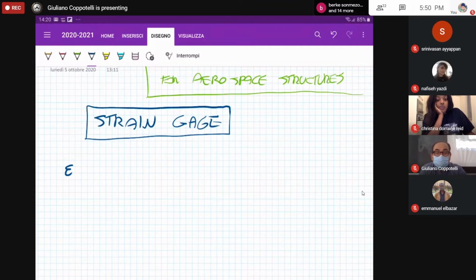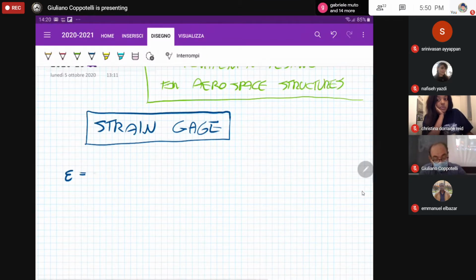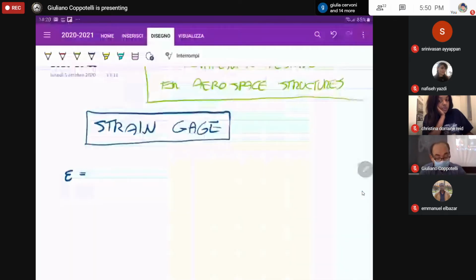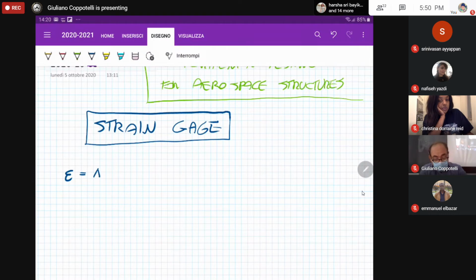Okay, so the strain is in one direction. There is a tensorial definition of strain, but however, its meaning is that there is a unit change with respect to the reference length. So the change of the length with respect to the reference length is dimensionless.